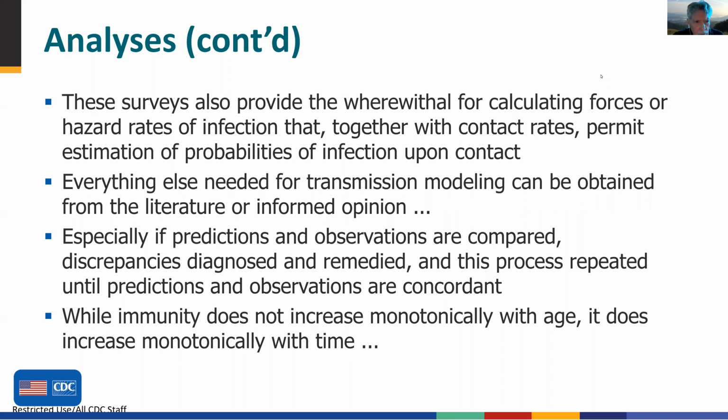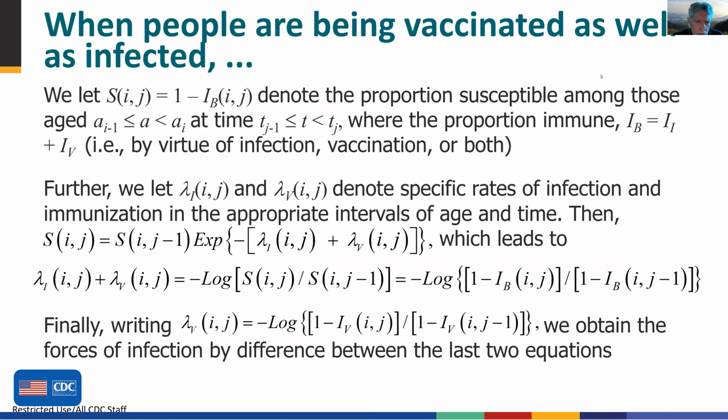And so what we're doing is, when people in the survey for whom vaccination and infection can be distinguished, we let this expression denote the proportion susceptible among those aged a at time t, where the proportion immune is immune by virtue of infection or vaccination, or in fact, in one of the studies, infected people can have been vaccinated. So it's really both.